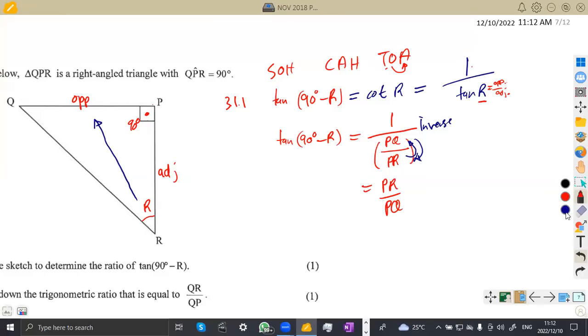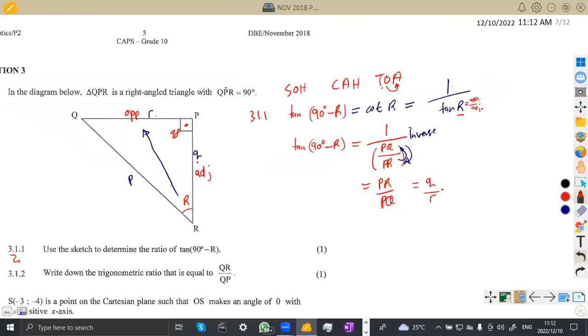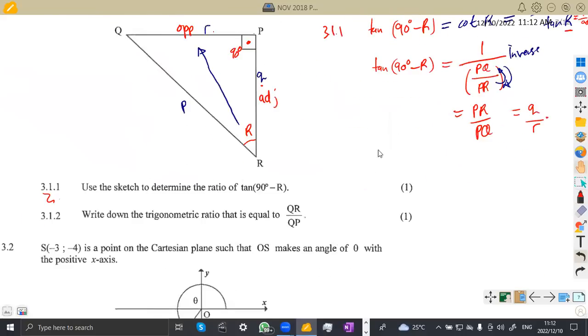Someone can write these values with P corresponding to small letter p, Q corresponding to small letter q, and R corresponding to small letter r. If you write it in that format, PR is equal to q, so it would be q over PQ, which is r. So you can write it as q over r. It depends on the way that you have written it. So that was actually the process, and as you can see, guys, it's actually easier. That was 1 mark for that.